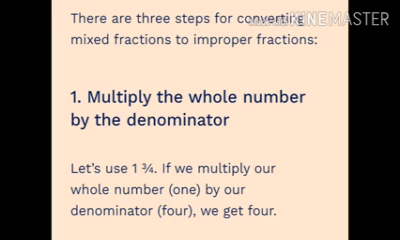So here are the steps for adding mixed fractions. First of all, change the mixed fractions to improper fractions. Then follow these three steps. First one, multiply the whole number by the denominator. For example, if we have a mixed number 1 whole 3 by 4, we will multiply the whole number 1 with our denominator, that is 4, and we'll get 4.